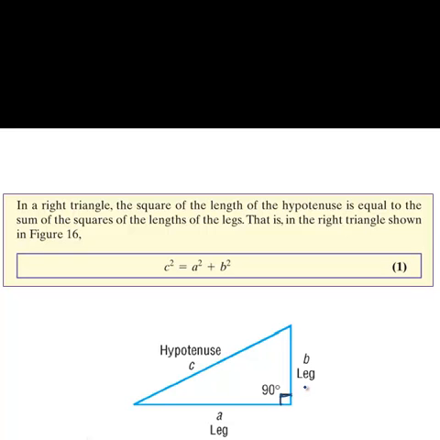The 2 legs adjacent to the 90-degree angle are called legs, and then the side of the triangle that is opposite the 90-degree angle is called the hypotenuse. And the Pythagorean theorem basically says that the square of the one leg plus the square of the other leg, lengthwise I should say, is equal to the square of the hypotenuse. And that relationship holds for all right triangles.